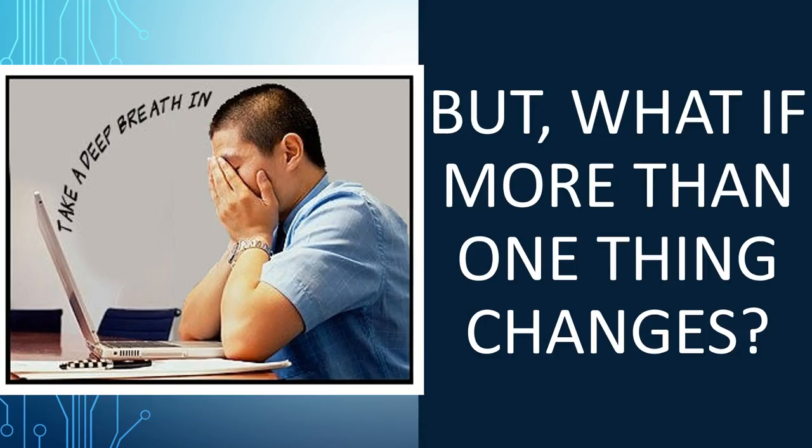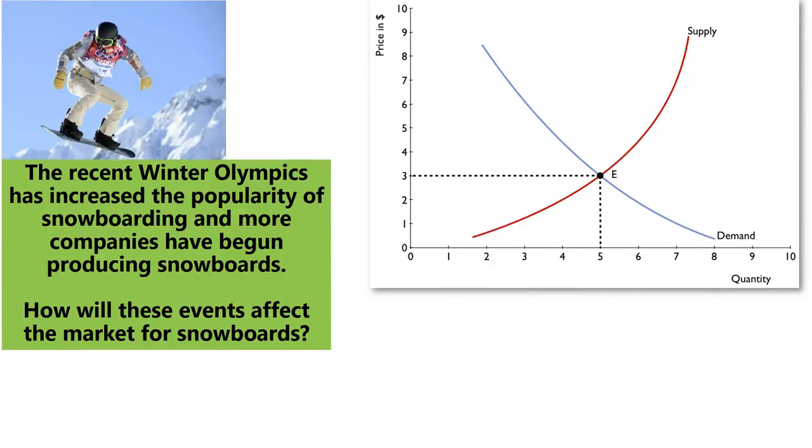Well, what if more than one thing changes at the same time? Oh dear, here we go. Well, let's say, for example, the Winter Olympics has increased the popularity of snowboarding, and at the same time, more companies have begun to produce snowboards because they expected this to happen. Well, what's going to happen in the market for snowboards?